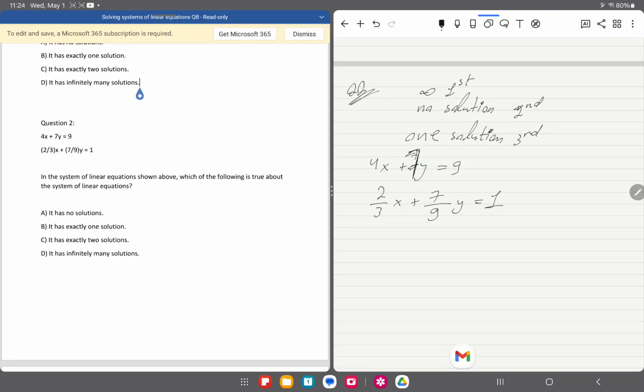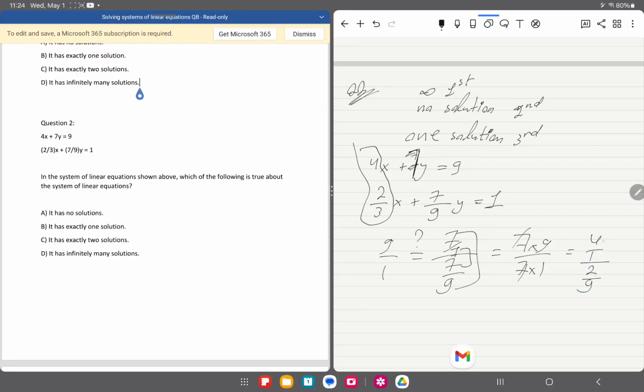Now, is 9 over 1 equal to 7 over 7 over 9? So 7 times 9 over 7 times 1. The 7 goes away with 7, so I've got 9. Then 4 over 1 over 2 over 3, so 4 times 3, 12 over 2. Let me just double check because we're almost close over here. I'm pretty sure it's 12 over 2, which is 6. I just don't want to make any mistakes. So this one is not infinitely many solutions. Since it's not infinitely many solutions, I'm going to cross this one out of the picture.